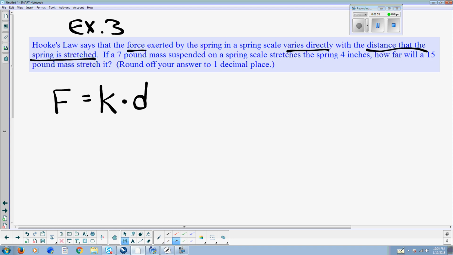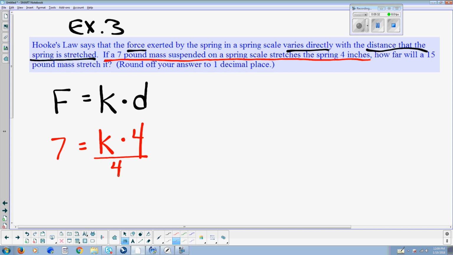Now, step 2, we're going to substitute in some given values to solve for k. If a 7-pound mass suspended on a spring scale stretches the spring 4 inches, how far will a 15-pound mass stretch it? So this information here is the given values. A 7-pound mass, that's the force, suspended on a spring scale stretches the spring 4 inches, that's the distance. What would k be? Well, if I solve here, I divide by 4 on both sides. k is exactly 7 over 4.